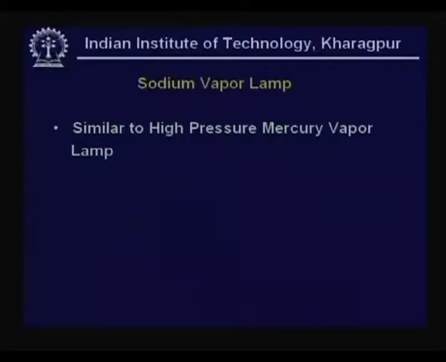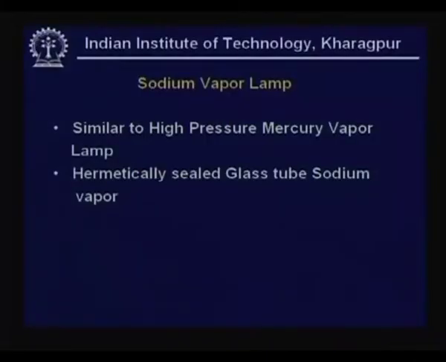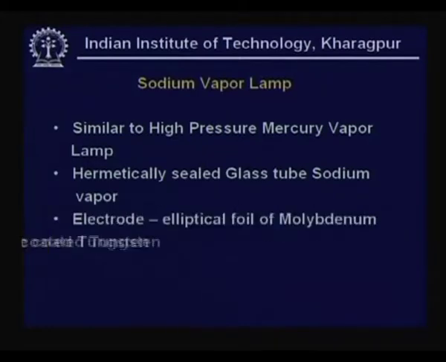Having said that about the mercury vapor lamp, let us look at the sodium vapor lamp, which is just like the high pressure mercury vapor lamp. Instead of mercury, we have sodium. Mercury was in the liquid state. On the other hand, sodium is in a solid state which can get vaporized pretty easily. This is hermetically sealed in a glass tube.